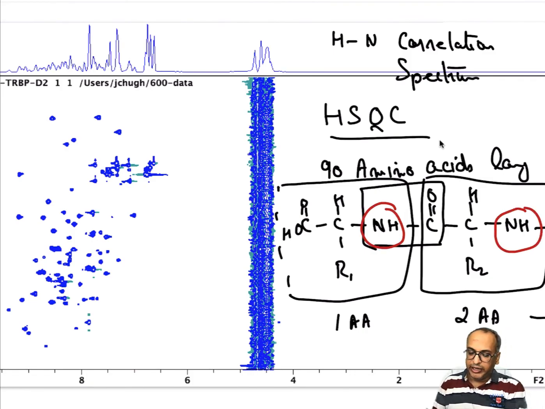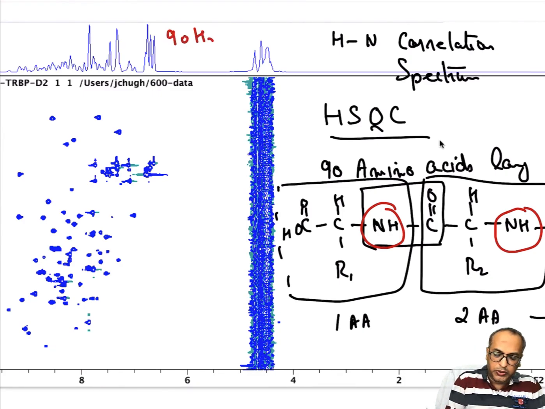So that means if you have a 90 amino acid long protein, then you will expect 90 such peaks in this region, right? So 90 hydrogens should appear in the one-dimensional spectrum, which is drawn on the top. But what you see is a lot of overlap here, and thus this spectrum is resolved into nitrogen chemical shifts. So now what you should see is that each contour represents a nitrogen-hydrogen correlation.